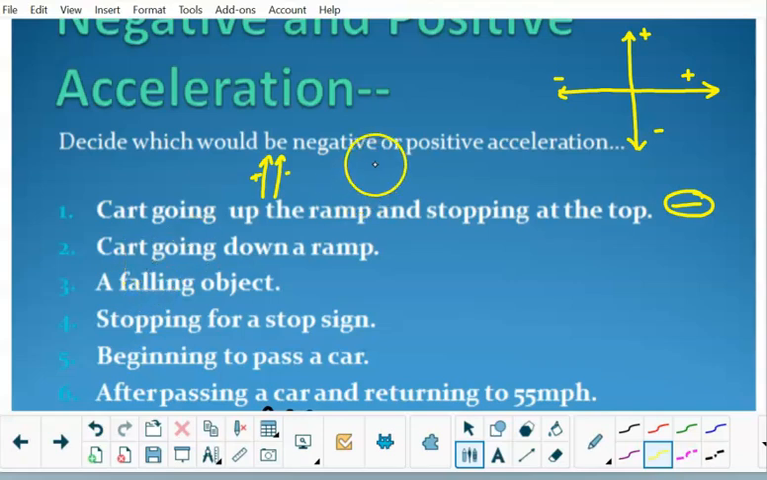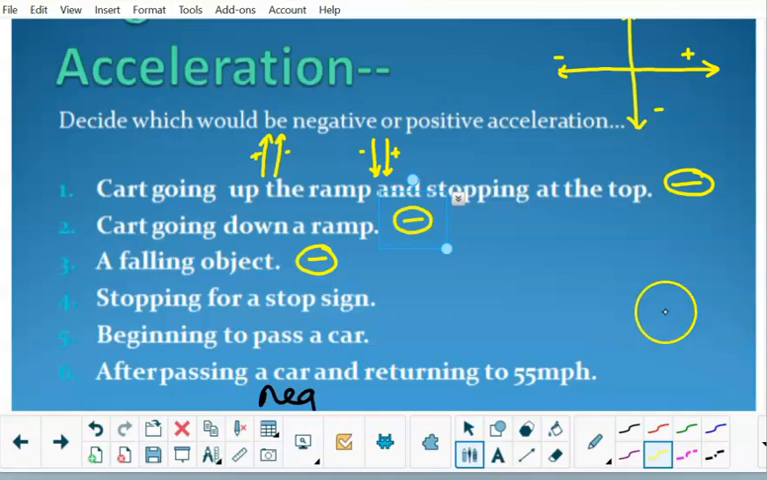Okay, the cart going down the ramp. Well, think about it. Going down, that direction is negative, but now it's going down and it is going to be gaining in speed, so it's positive, so that's still negative acceleration. And that one's kind of a, not a gotcha, but, well, maybe. Okay, so a falling object is going down in the negative direction too, and it's accelerating, so that will be a negative acceleration also.